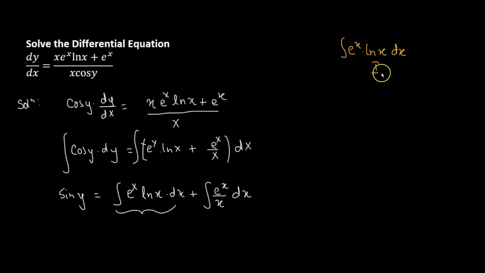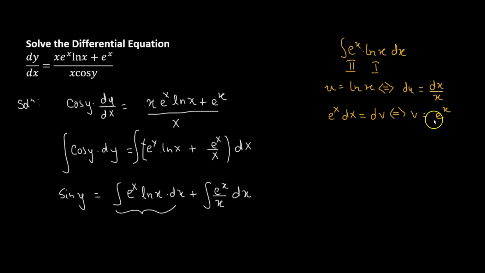So we'll consider log of x as the first function and e raised to the power of x as the second function. So that means u will be equals to log of x, such that when we differentiate both sides with respect to x, we should get du is equals to dx over x. Next we have e raised to the power of x dx. So that will be equals to dv, such that when we integrate both sides and solve for v, we should get e raised to the power of x.